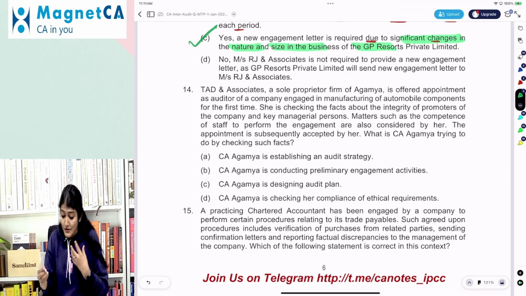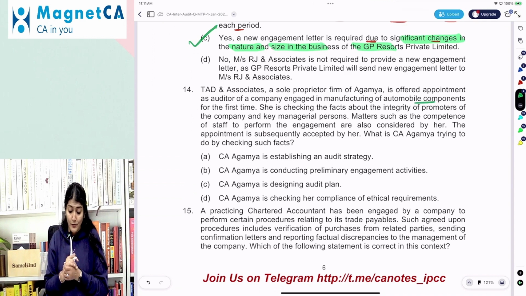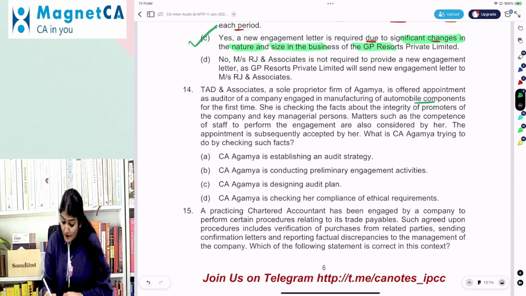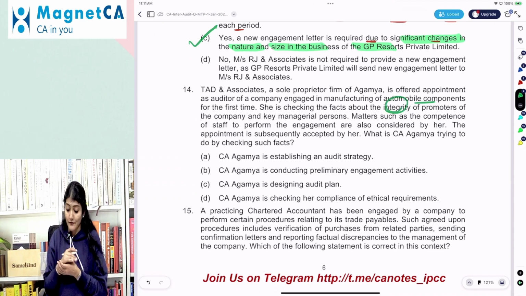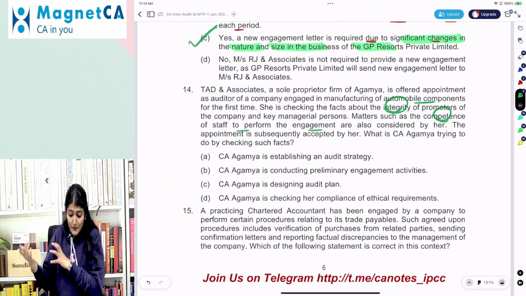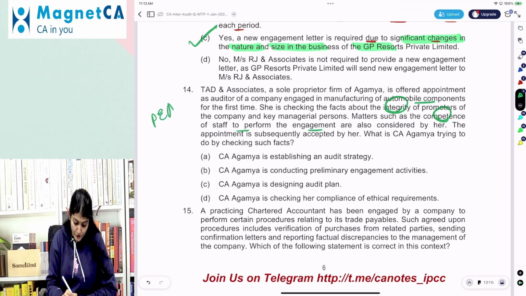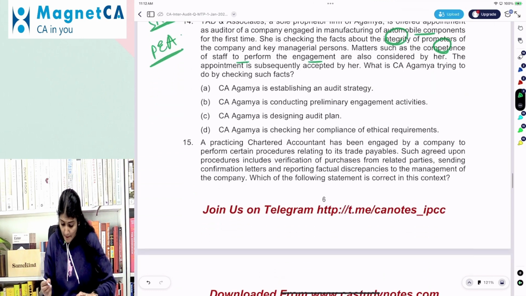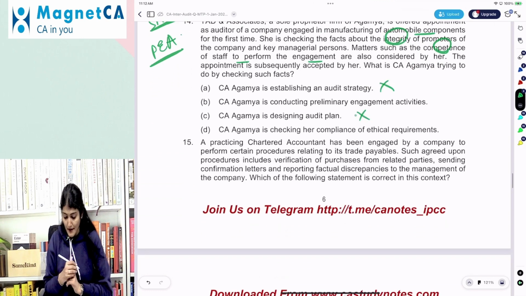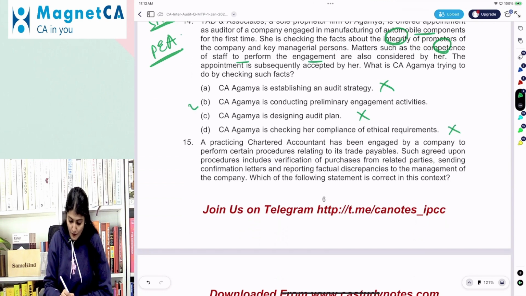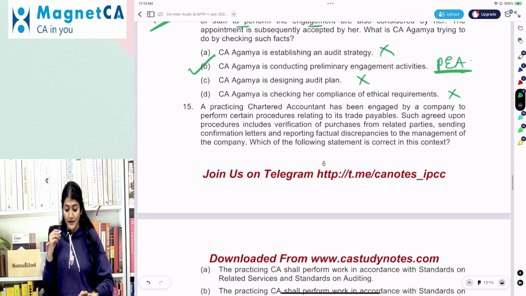Okay. Tad and Associates, the sole proprietor firm of Agamya, is offered appointment as an auditor of a company engaged in the manufacturing of automobile components for the first time. She is checking the facts about the integrity of the promoters, and also checking the competence of the staff to perform the engagement. And then the appointment is accepted. So what are they trying to do? Preliminary engagement activities as per SA 300. So Agamya is conducting the PEA, the preliminary engagement activities.